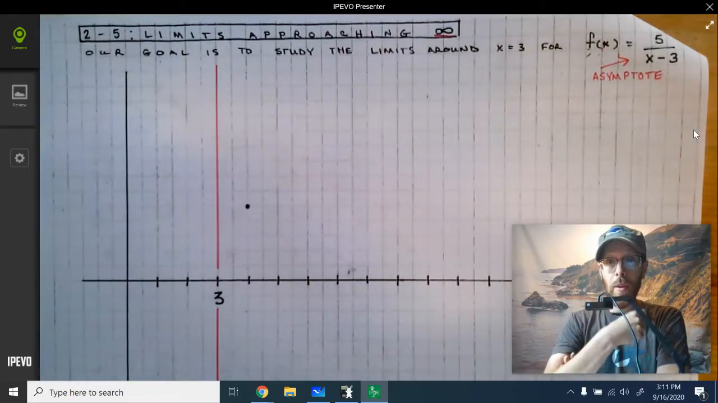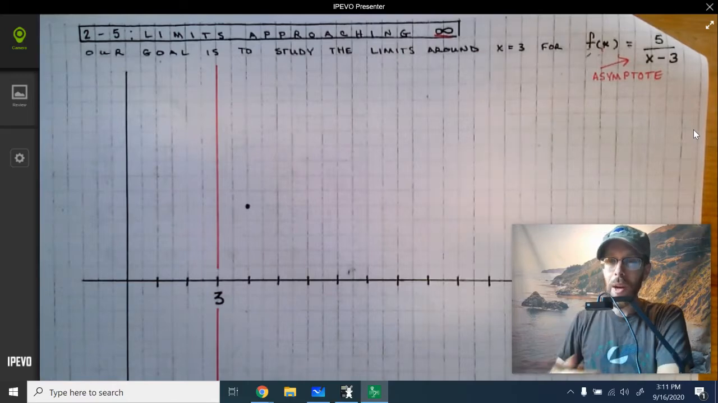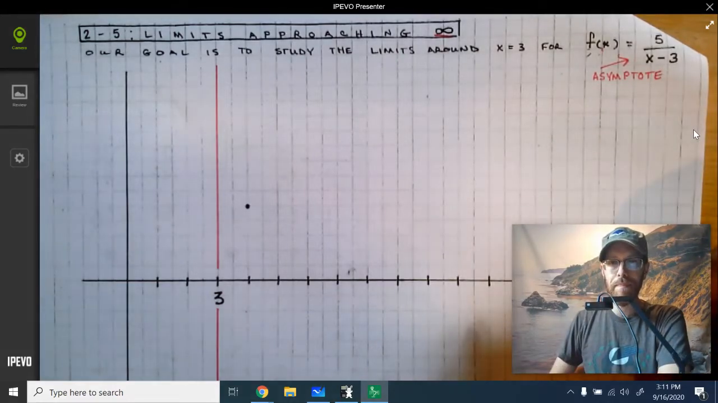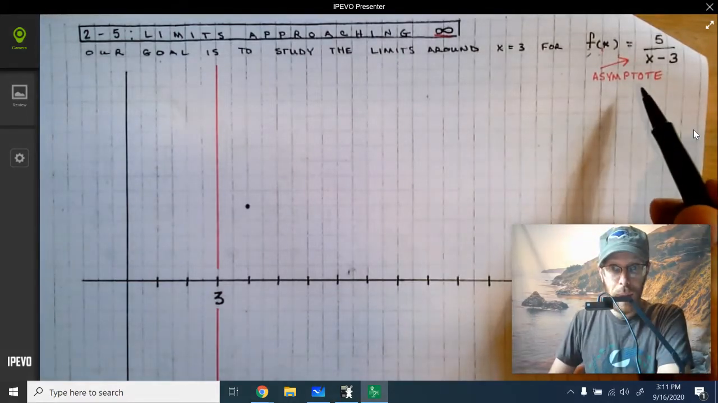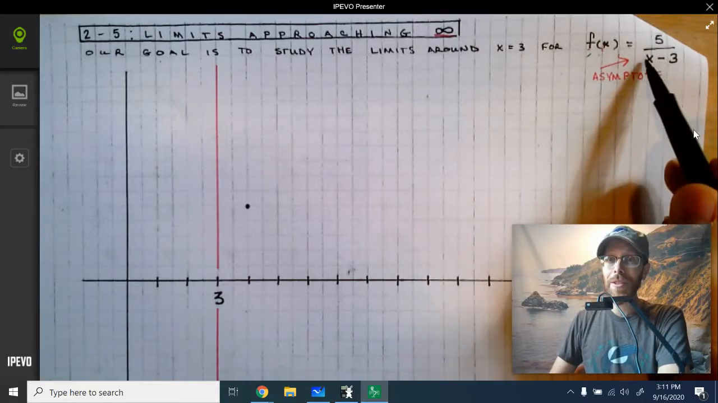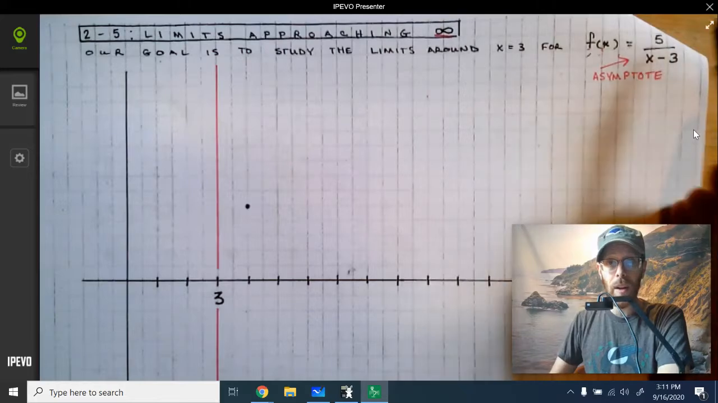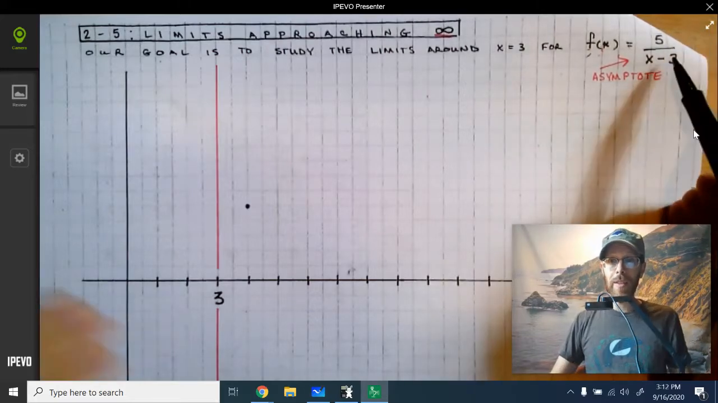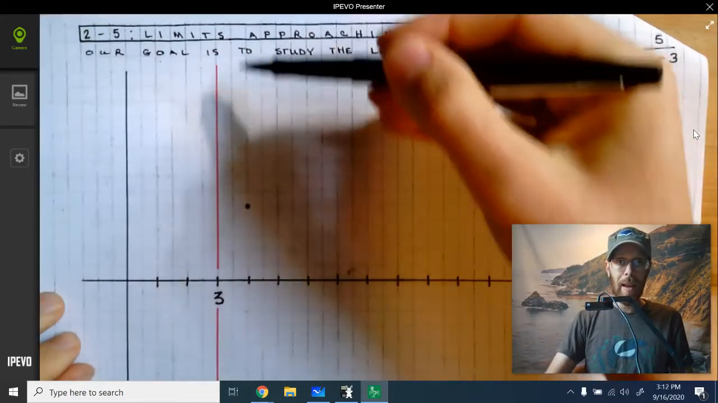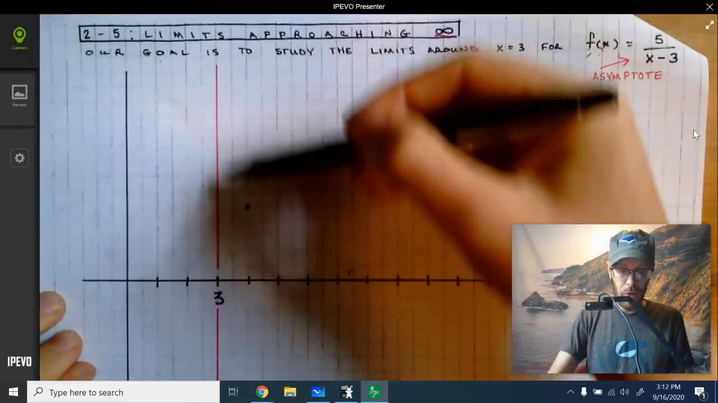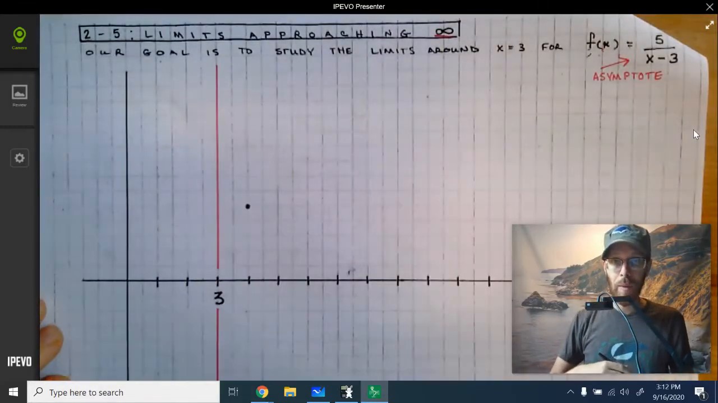How do we know that there will be some limits involving infinity? Well, we know there's an asymptote. How do we know there's an asymptote? Well, there is a factor of x minus 3 in the denominator that is not a factor of the numerator, which tells us that there must be an asymptote at x equals 3. I've gone ahead and drawn that with a red line right here.